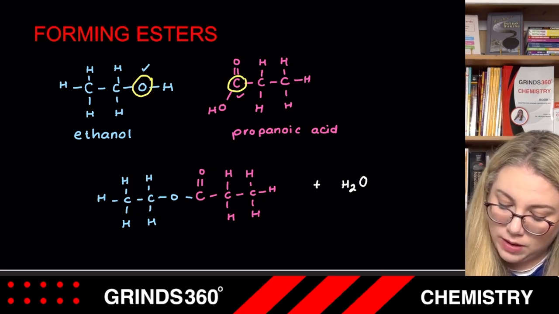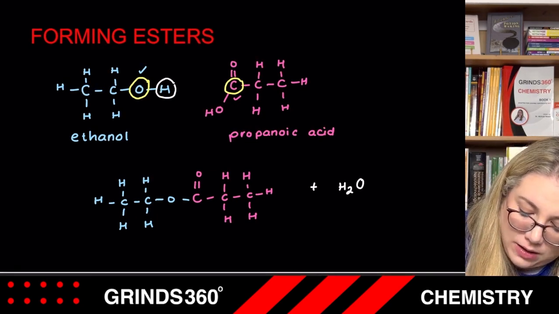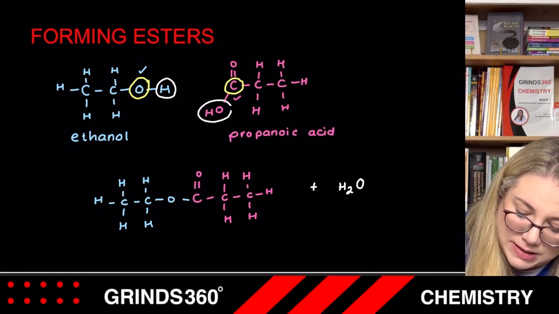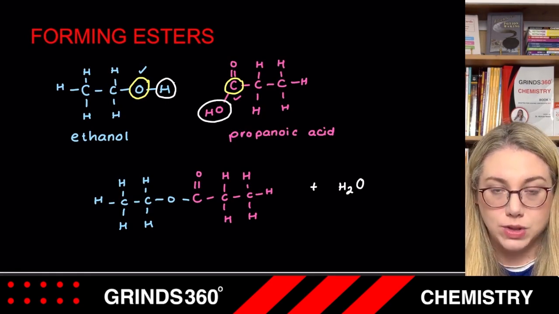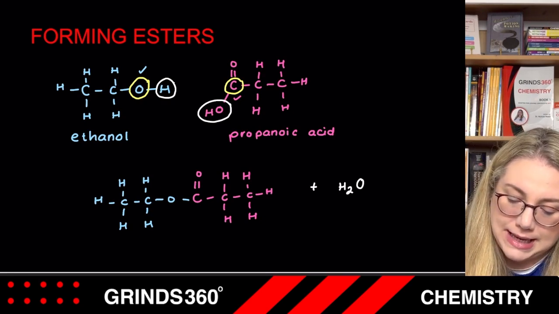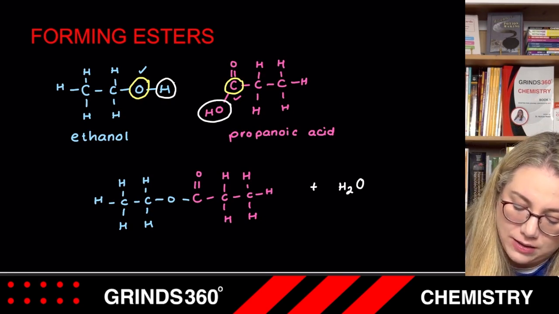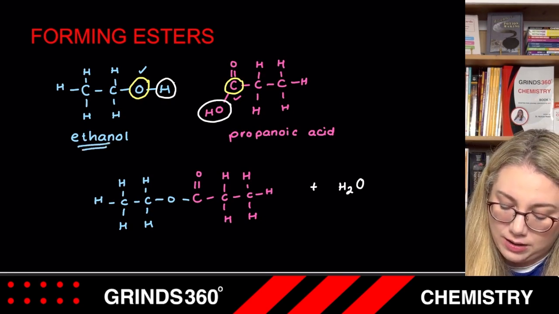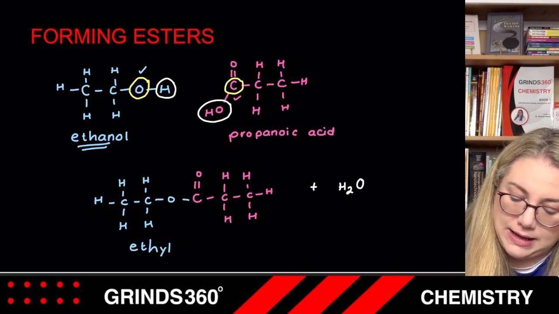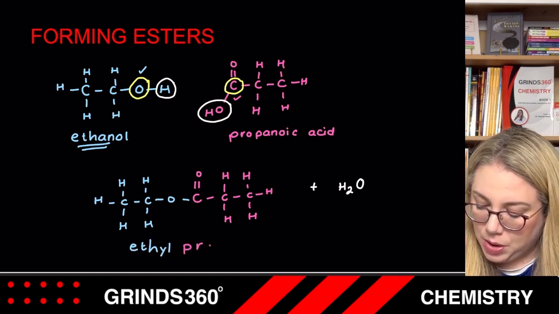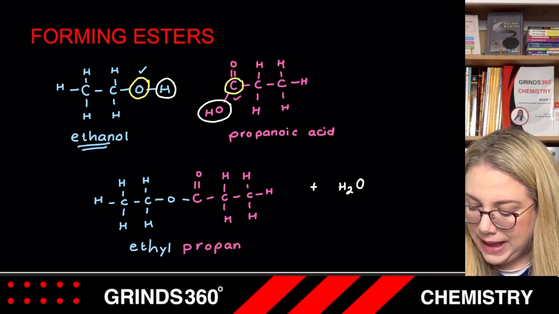Now, where did the water come from? Your alcohol loses that hydrogen, and your carboxylic acid loses that OH group, and they combine together to give you water. Now, name this ester. So start from the name of the alcohol. You have ethanol, that means this will be ethyl. Then name the carboxylic acid part. Propanoic acid becomes propanoate.